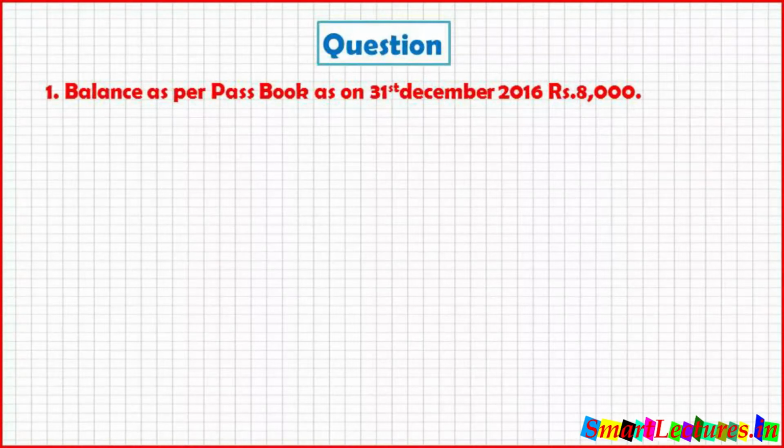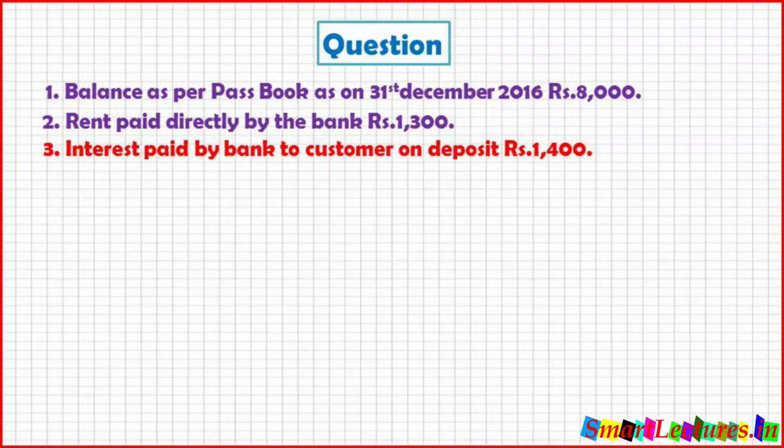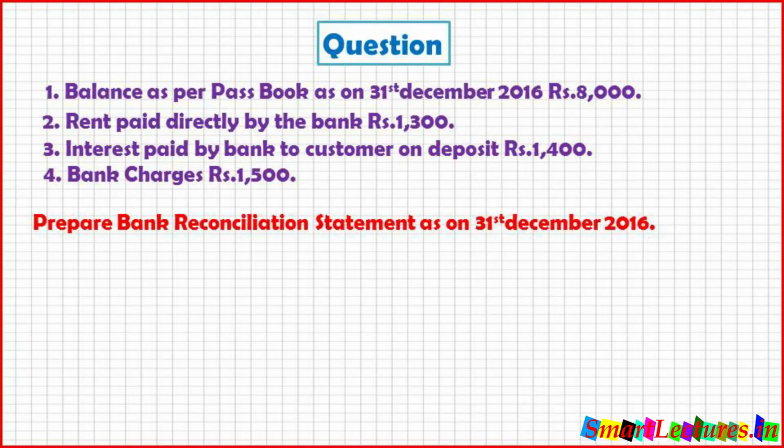Episode 8: Bank Reconciliation Statement. Let's take one more question. Balance as per passbook as on 31st December 2016 is 8,000. Rent paid directly by bank 1,300. Interest paid by bank to customer on deposit 1,400. Bank charges 1,500. Prepare bank reconciliation statement as on 31st December 2016.